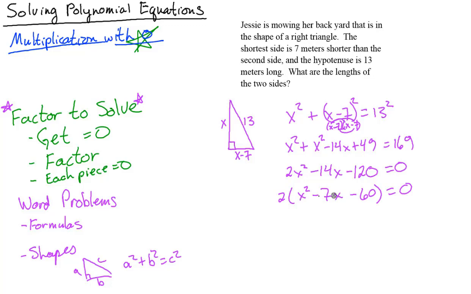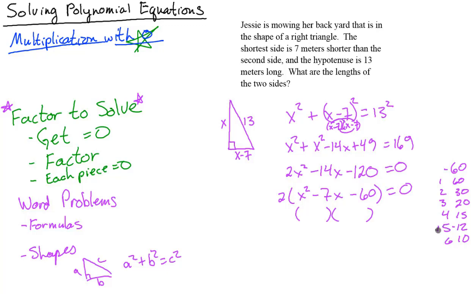What's left is a trinomial, 3 terms, and the leading coefficient's 1, so this is a nice fast one. We just have to find the numbers that multiply to negative 60 that will add to negative 7. 1 and 60, 2 and 30, 3 and 20, 4 and 15, 5 and 12, 6 and 10. Any of those add to a negative 7?